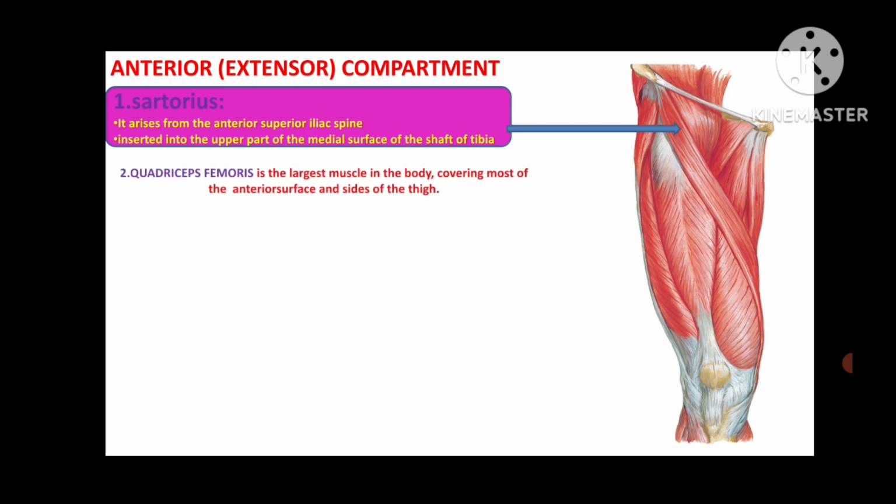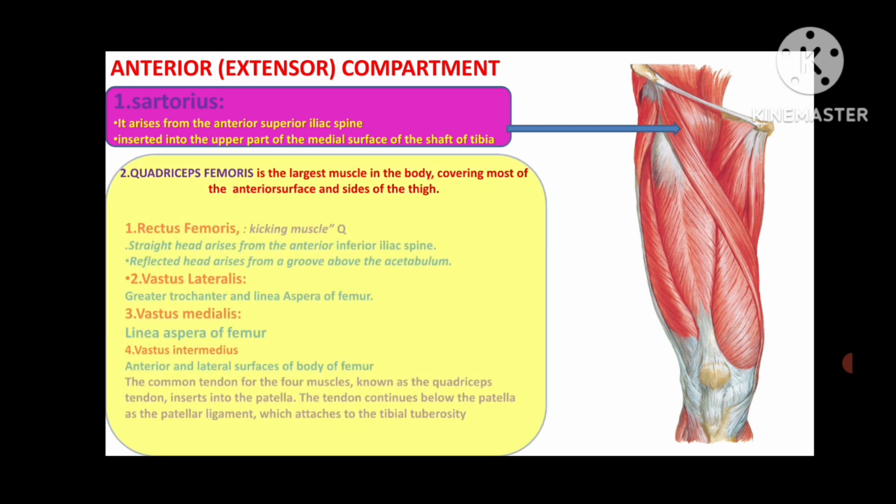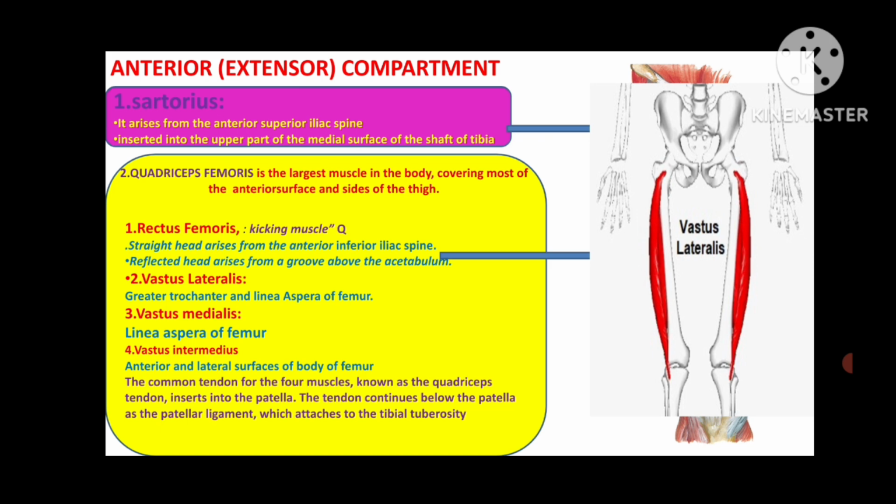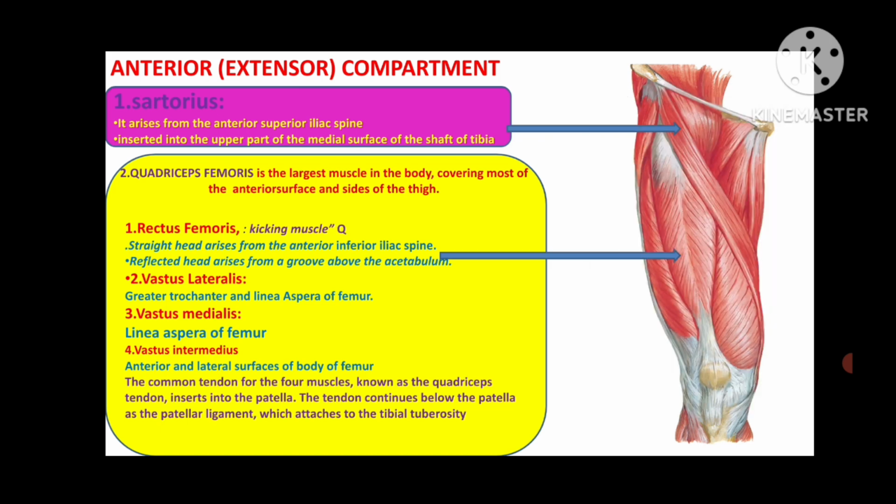The other muscle is known as the quadriceps femoris. It is the largest muscle in the body. It covers most of the anterior surface and sides of the thigh region. It is a composite muscle, and it is described with four muscles, that is rectus femoris, vastus lateralis, vastus medialis, and vastus intermedius. The rectus femoris muscle, also known as the kicking muscle, arises from two origins: the straight head arising from the anterior superior iliac spine, and the reflected head arising from the groove above the acetabulum.